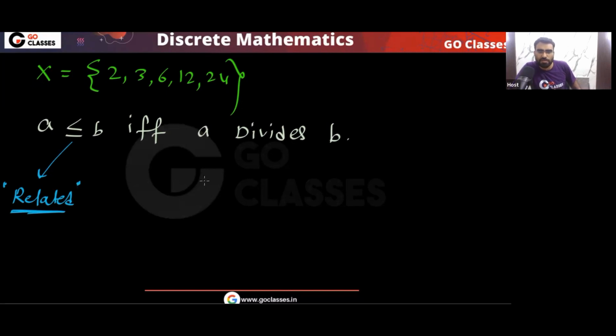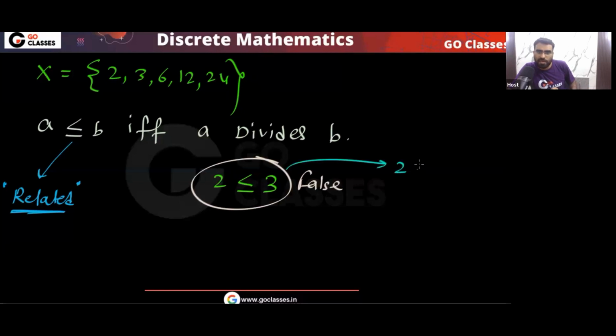So now you tell me, is this statement true? 2 related to 3. Is this statement true or false? This statement is actually false. Why? Because this is the same as 2 divides 3, and that is false.